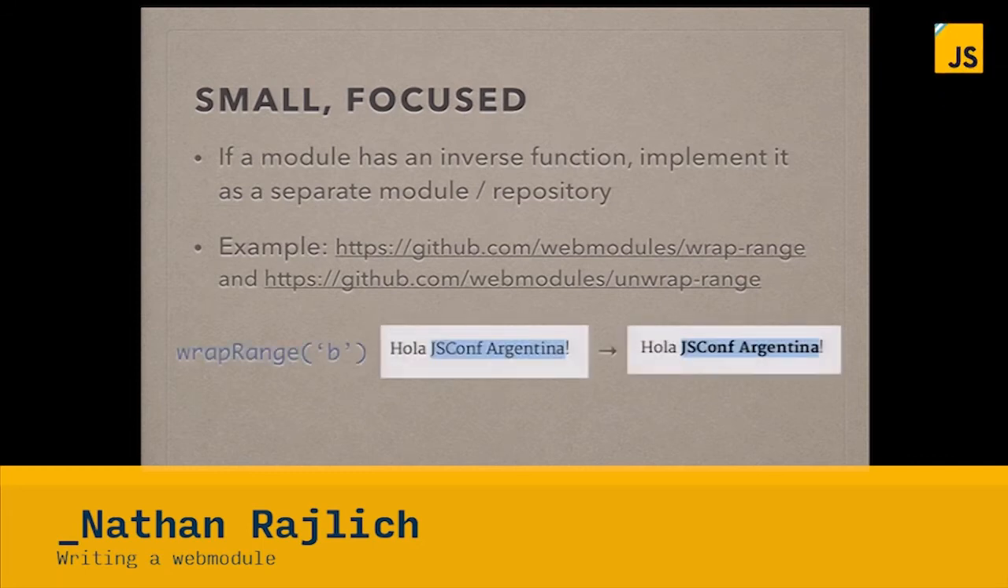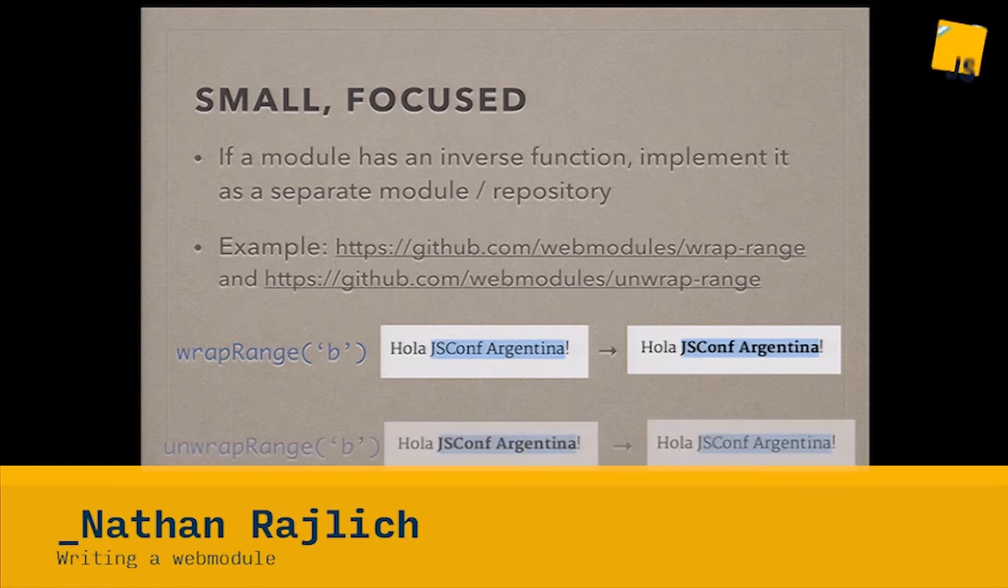So wrap range, I'm not showing it here, but you'd pass in a range and a DOM element name. And so then it would wrap the selection with a B node. So pretty simple. And then the inverse, unwrap. And so you could see how you could use these together to implement something like a bold command in an editor, in a text editor.